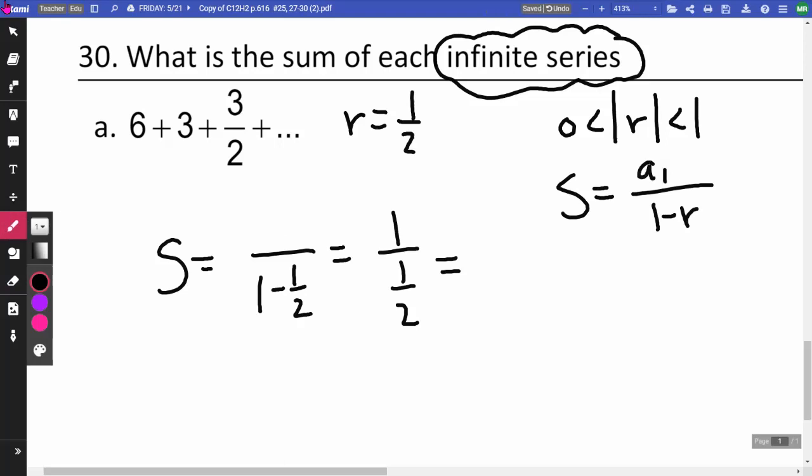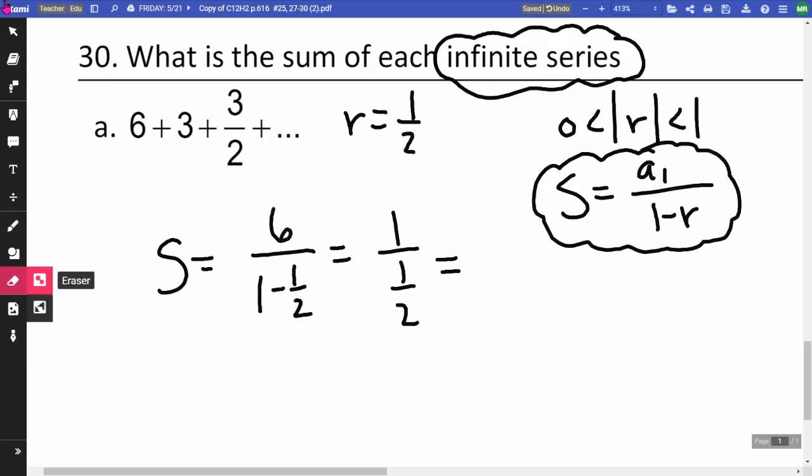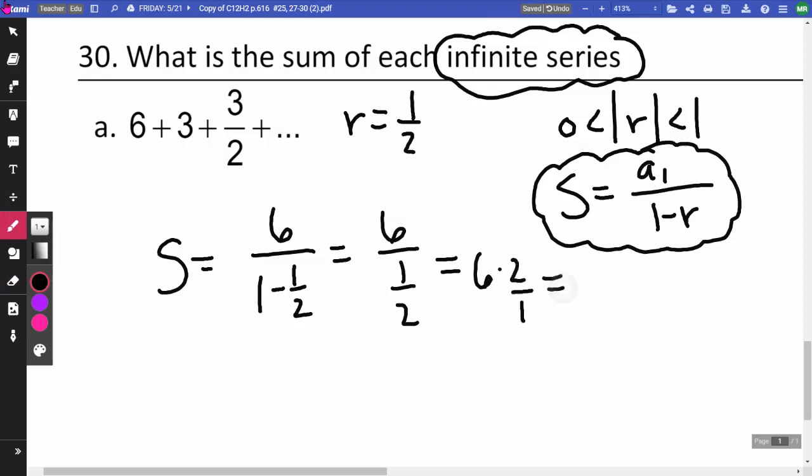a1 over 1 minus r. Okay. So a1, always your first term. Always your first term. And so my first term is 6. So I'm going to have 6 on top. And then I have 6 divided by 1/2, which is the same as 6 times the reciprocal. And so I get 12. 12 as my sum.